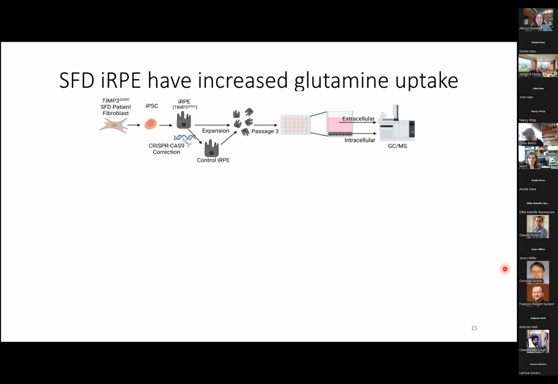within these cells. And then I passaged them and expanded them, let them grow until they were fully differentiated, and then looked at extracellular and intracellular metabolites.